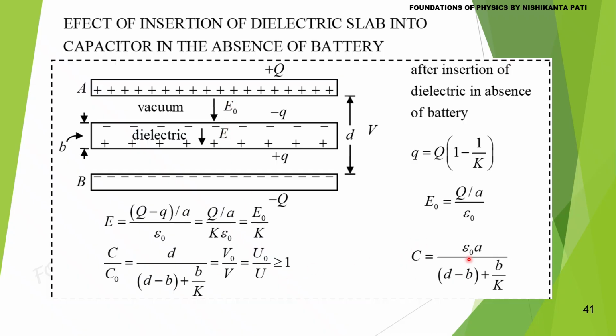Then the capacitance is epsilon 0 A by D minus B plus B by K. Then C by C0 equal to D by D minus B plus B by K, that is equal to V0 by V, that is equal to U0 by U, that is more than or equal to 1. C is the capacitance, V is the potential difference, U is the energy stored in the capacitor in the presence of dielectric, C0 is the capacitance, V0 is the potential difference, U0 is the energy stored in the capacitor in the absence of dielectric.